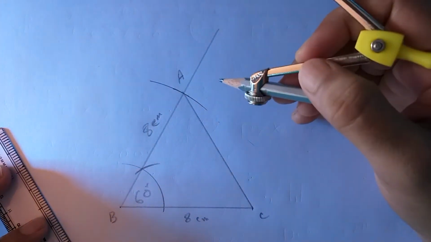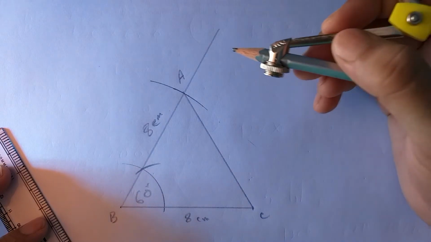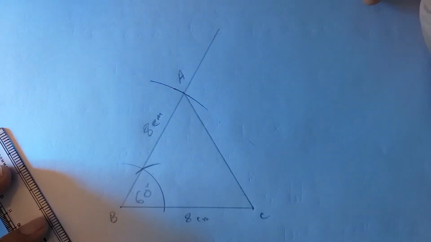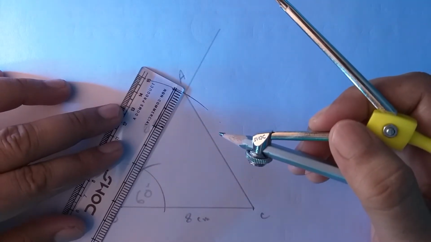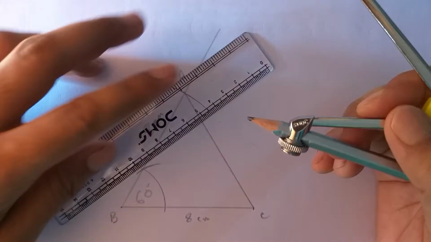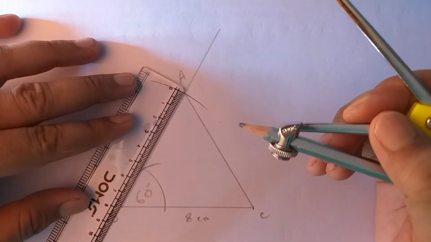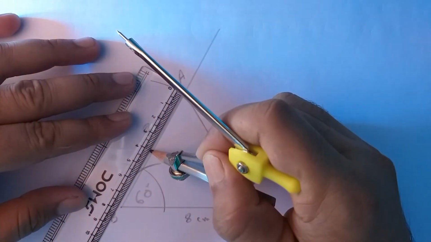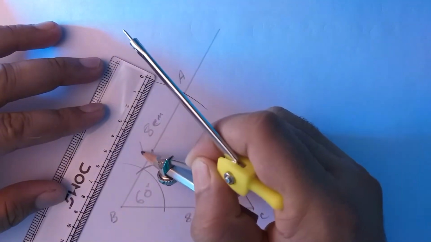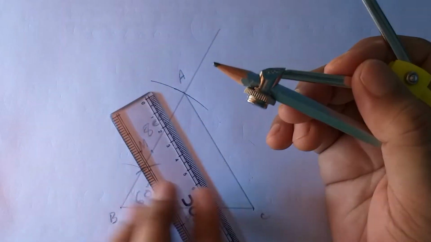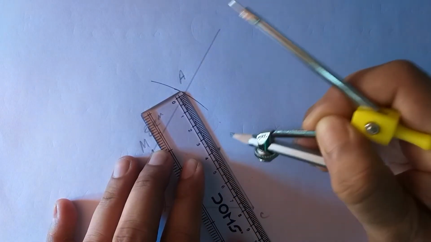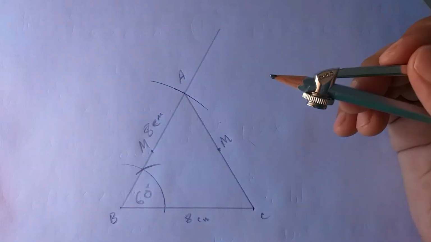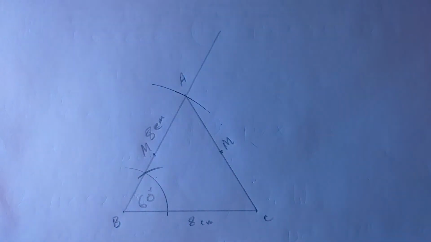Now we have to take 2 points M and N. It is M on BA. We can bisect this, or we can take the middle point of this; 8 centimeters are there, so 4 centimeter we can take. So this is M. Similarly, 4 centimeter you take here. This is N. So this way you can take, or you can bisect this side and that side.